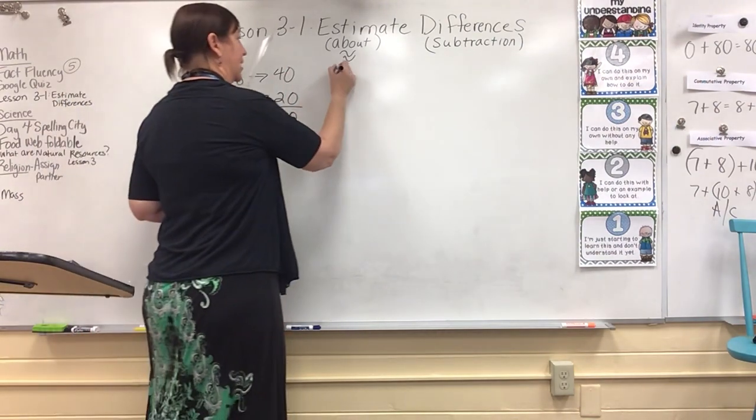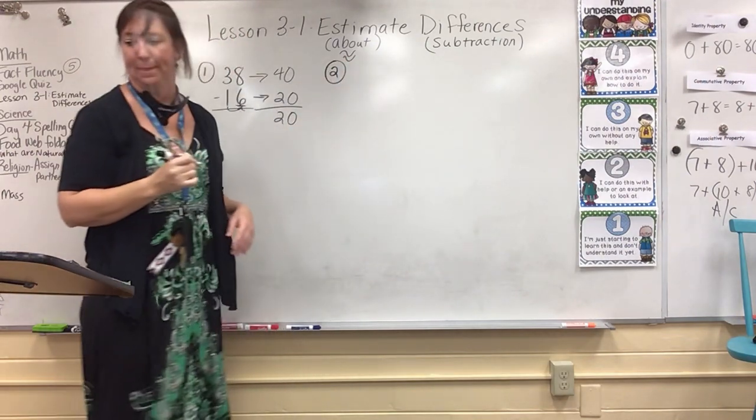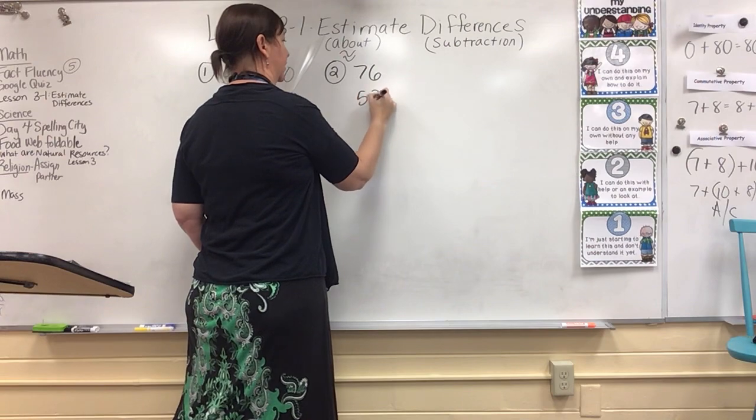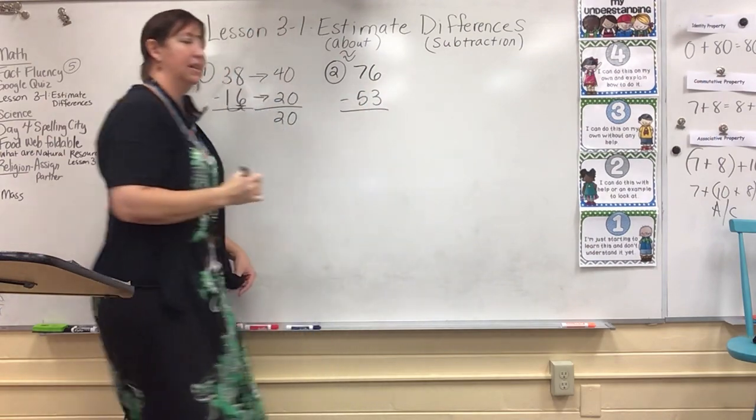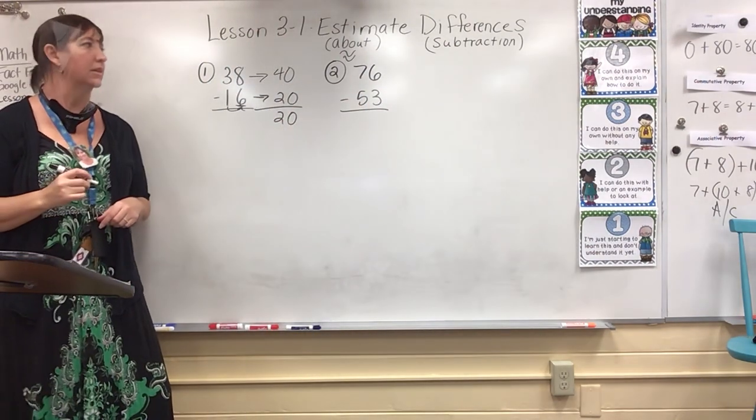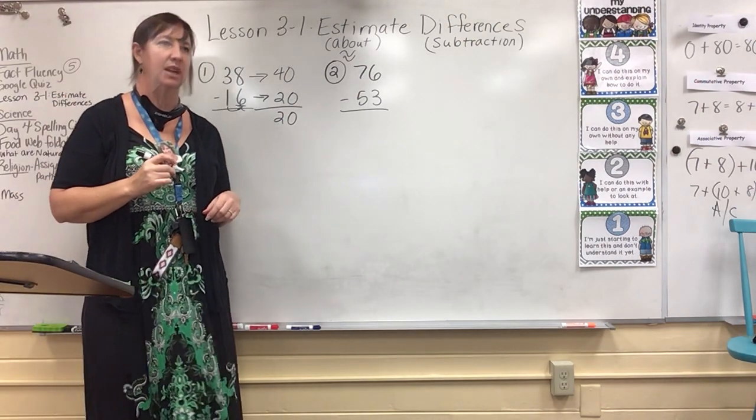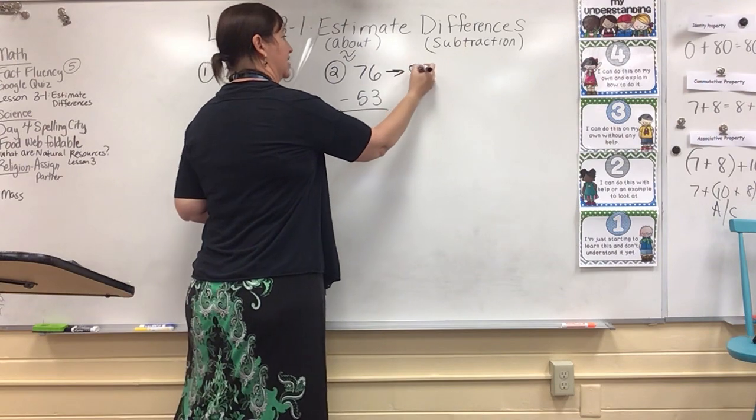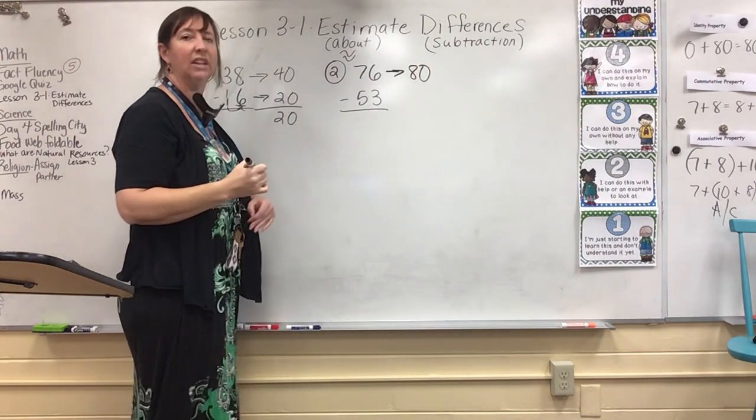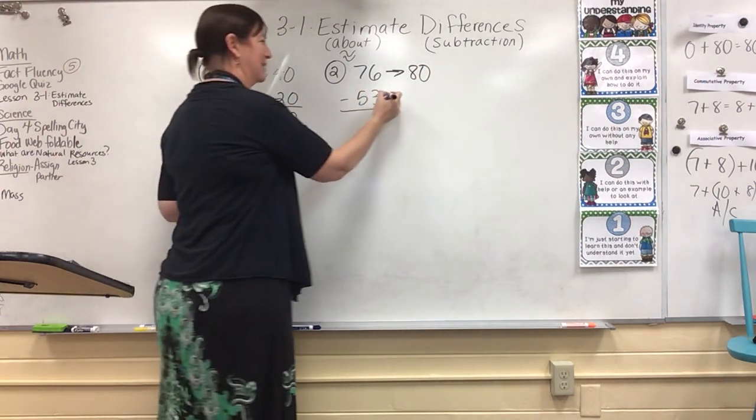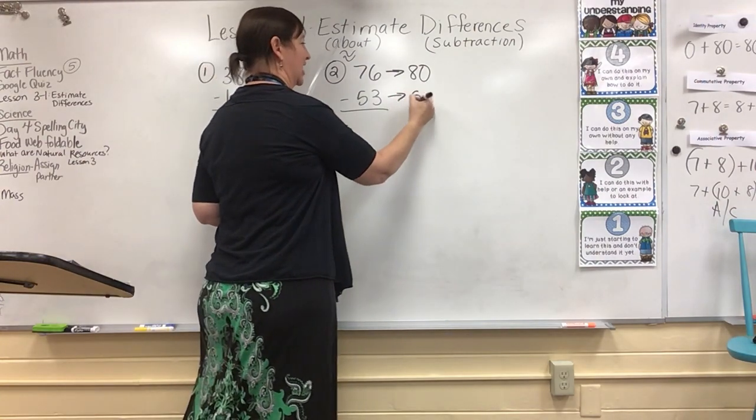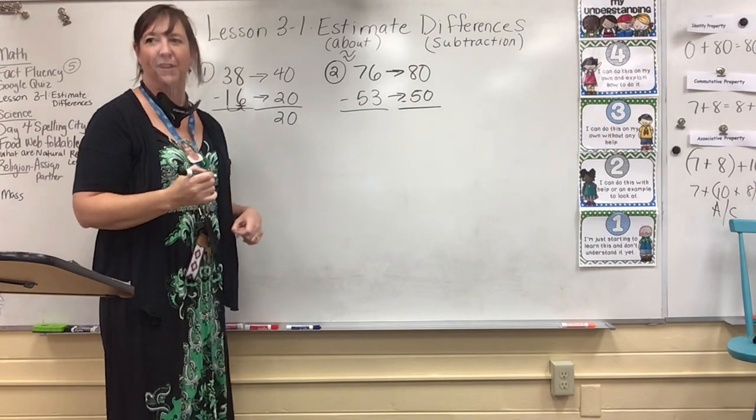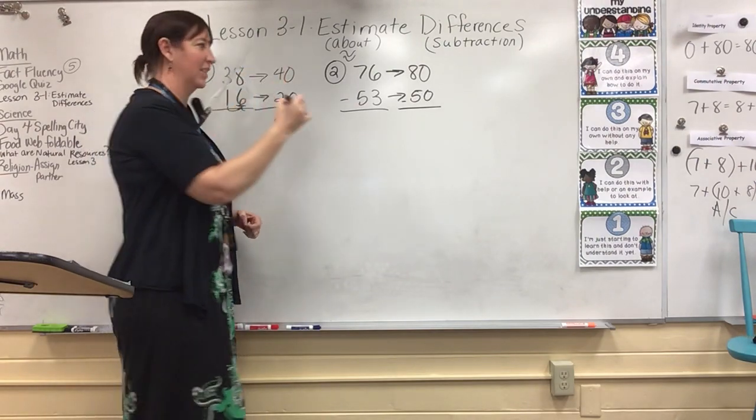All right, please write down number 2. We're going to stick with another nice small one. 76 minus 53. What is 76 going to round to, Leah? 80. Thank you for raising your hand. And what does 53 round to? Thank you for raising your hand, Emily. 50. 50, good job. And my subtraction problem between 80 and 50 is? 30. 30, very good.